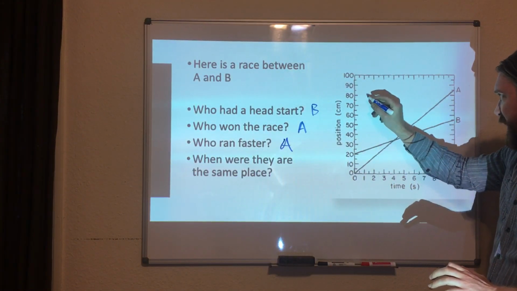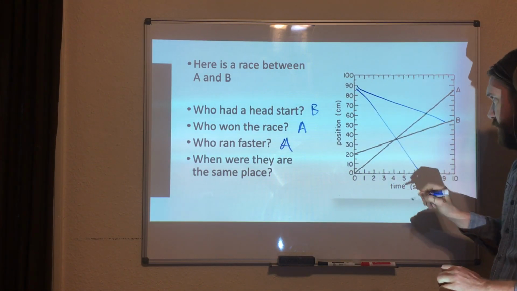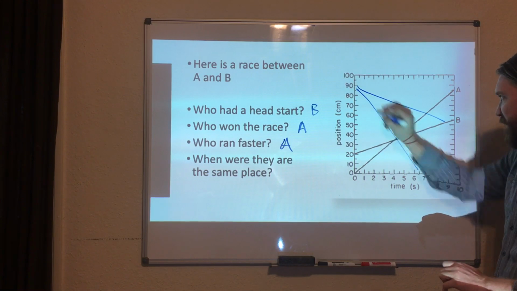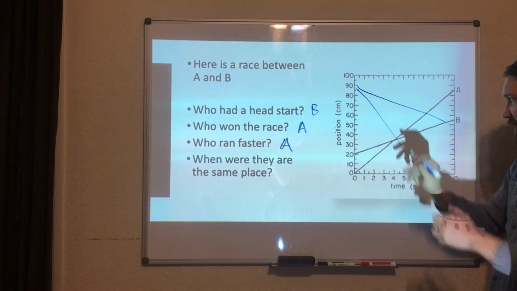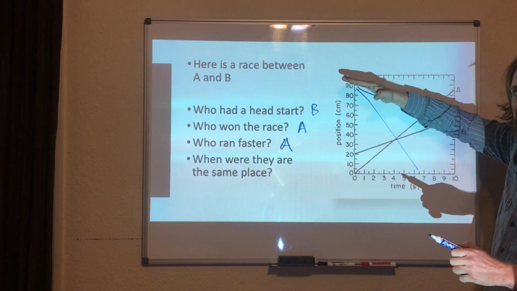So if you had these lines, okay, this one would be faster. Okay, this is faster because the slope is steeper. All right, this is a shallower slope.